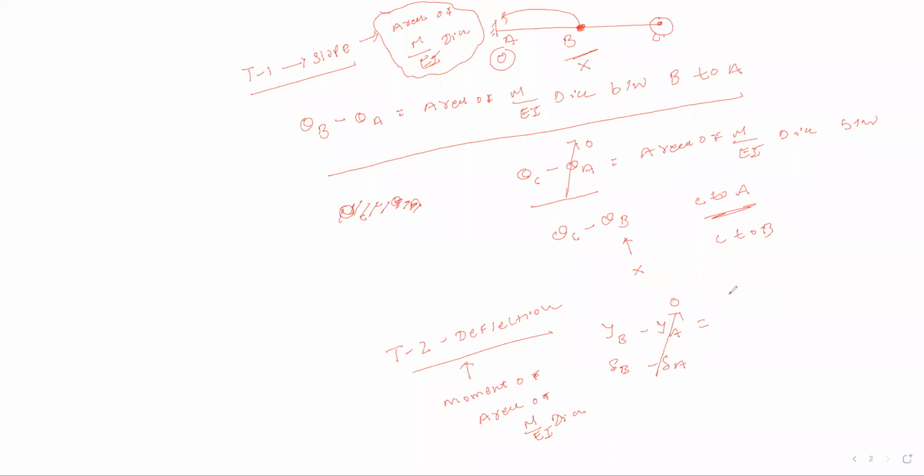That is equal to the moment of area of the M by EI diagram between B to A. Now the point is, at which point is the moment to be taken? The moment is to be considered about the point where you are calculating the deflection. So it is the moment of area of the M by EI diagram between B to A, taken about B. Is it clear, students? Please confirm. Is this concept clear or not?